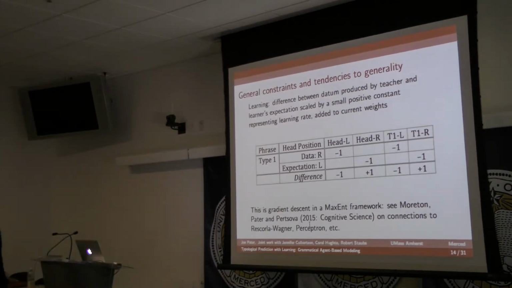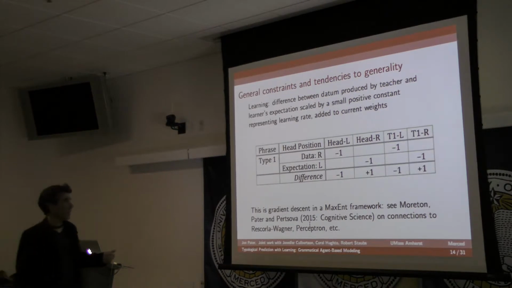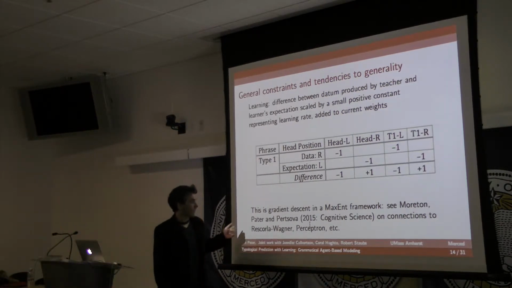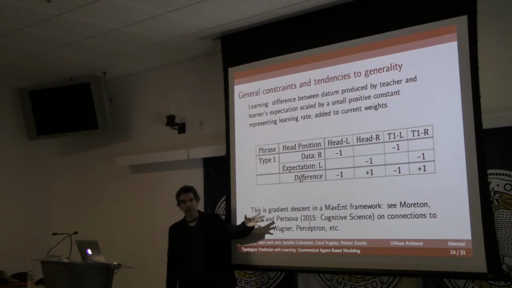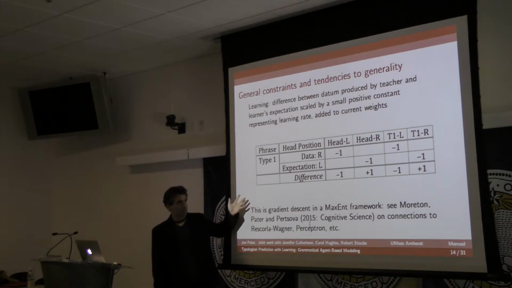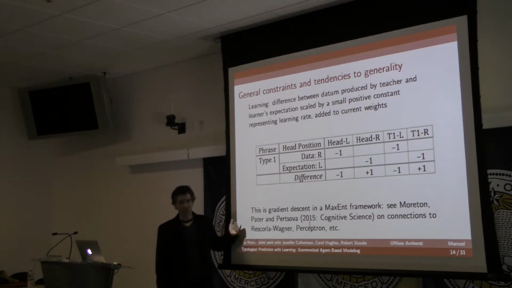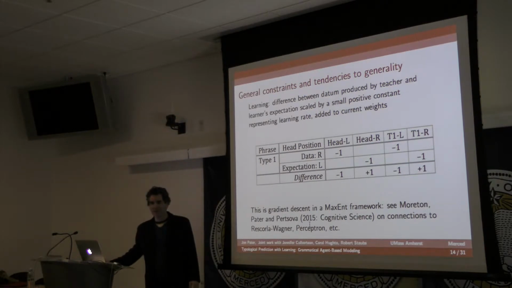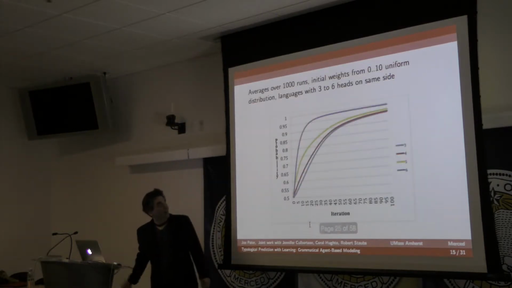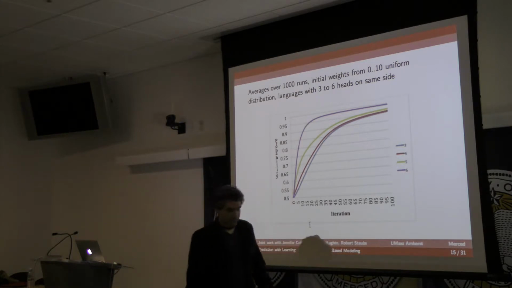As I said, this is gradient descent in the Maxent framework, and Elliot Morton and Katja Percova and I have a paper that just appeared online in Cognitive Science a couple days ago that talks about the connections between this learning algorithm and Rescorla-Wagner, Perceptron, and even the replicator equation from evolutionary biology. So here's learning.